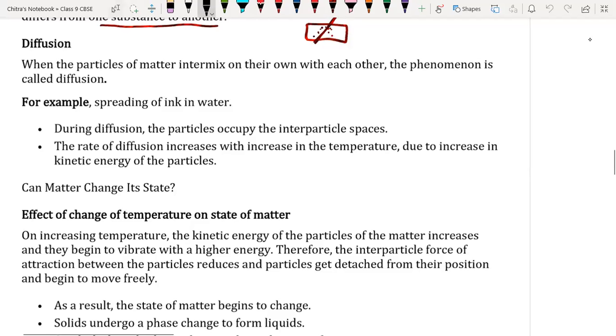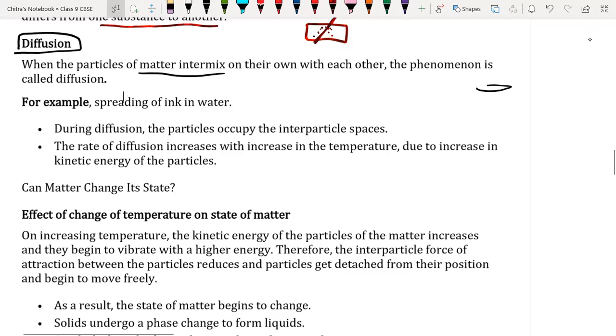What diffusion is. See, diffusion means what? Diffusion is nothing but the intermixing of matter, from the region of higher concentration to the region of lower concentration. What does that mean?